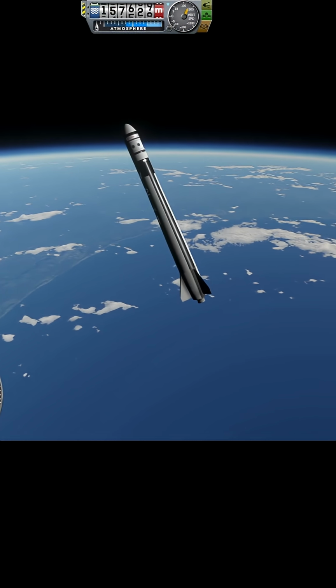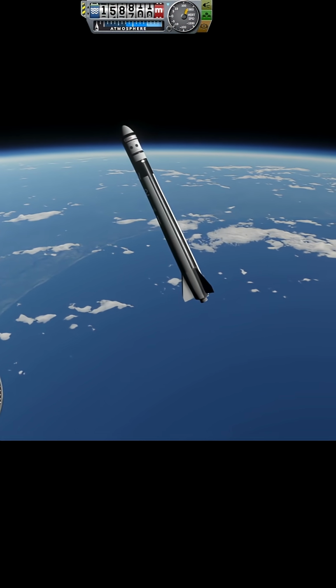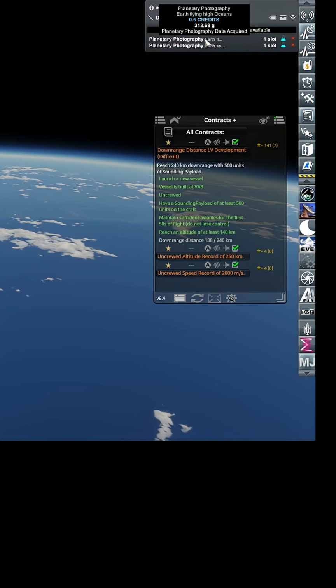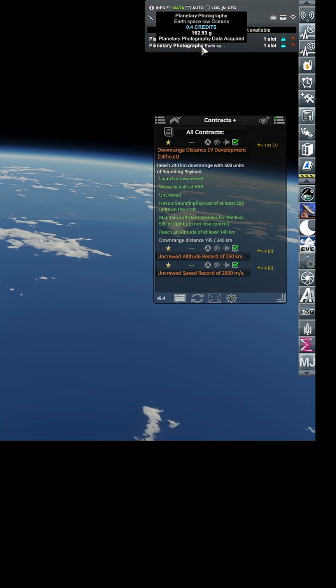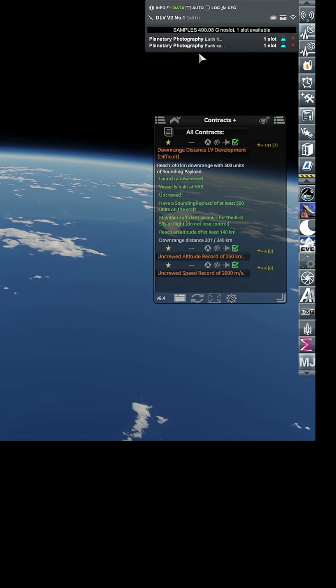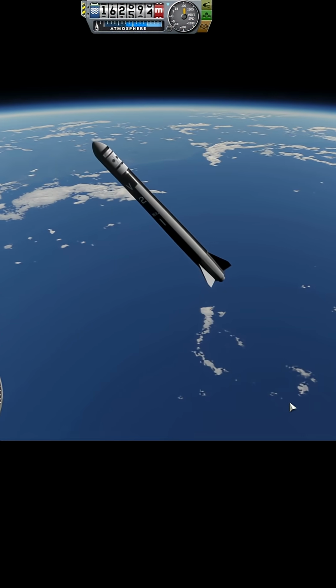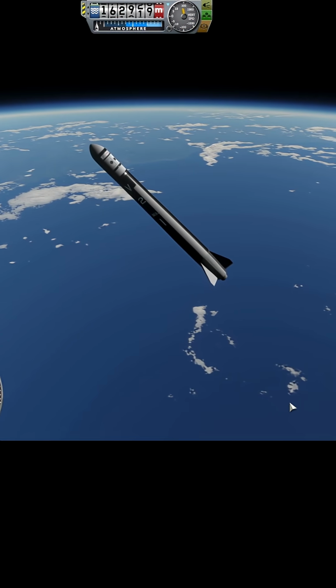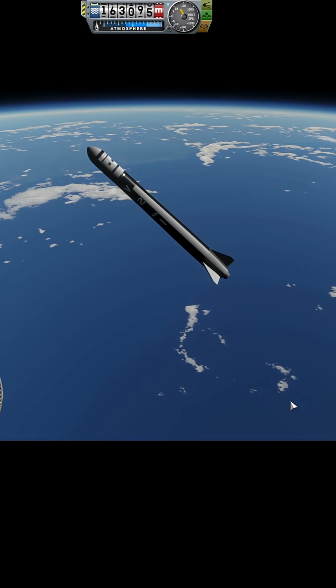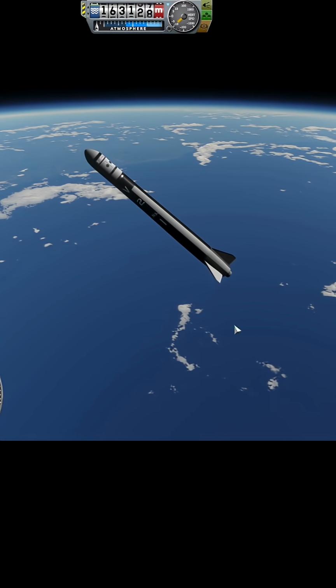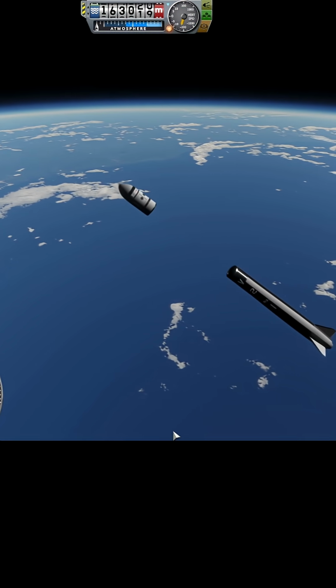So we hopefully will be collecting all kinds of science. Again, this does have to be collected, recovered. So we got so far one science point has been collected. All right, and we are almost at apogee, at which point, there we go. Oh, deploying our payload.